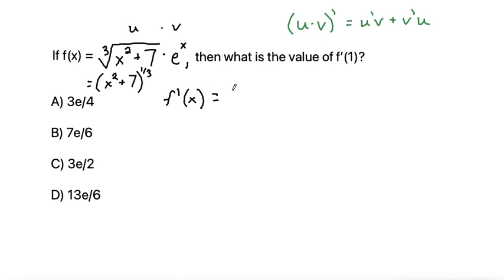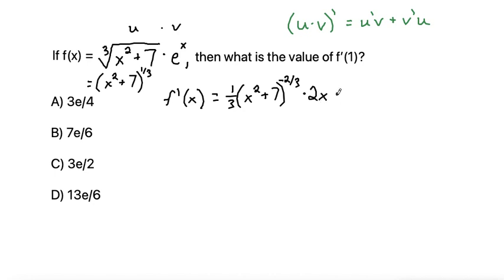So that would be the derivative of u. We'll bring the exponent down, leave the inside the same, subtract 1 from the exponent. That's the derivative of the outside function of the power of 1/3. Now we need to multiply by the derivative of the inside function. So the inside function is the x squared plus 7. The derivative of x squared is 2x. And the derivative of 7 goes to 0.